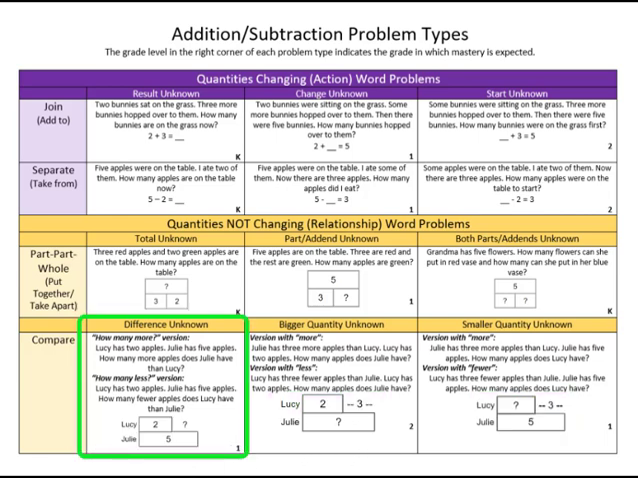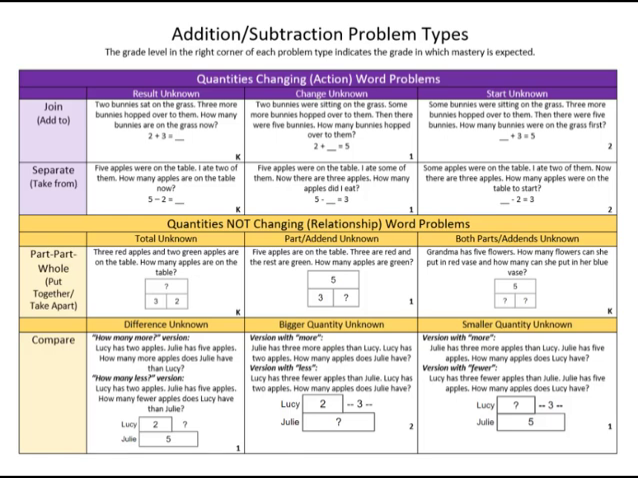Lucy has 2 apples and Julie has 5 apples. How many more apples does Julie have than Lucy? So when I think about this problem, I know the 2 quantities. I know the larger quantity is 5, and I know the smaller quantity is 2. What I'm trying to determine is the difference in those quantities. I represent this with a question mark outside the bar.